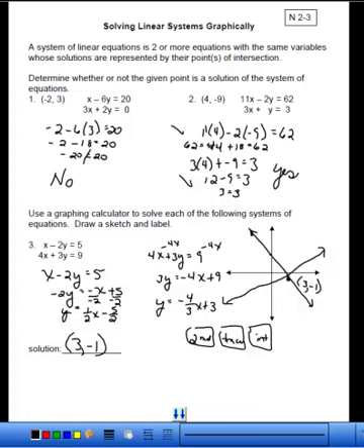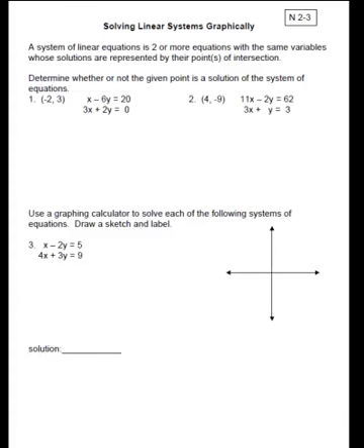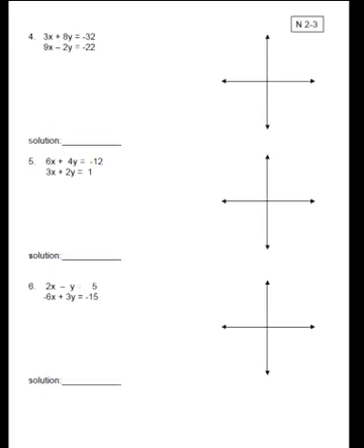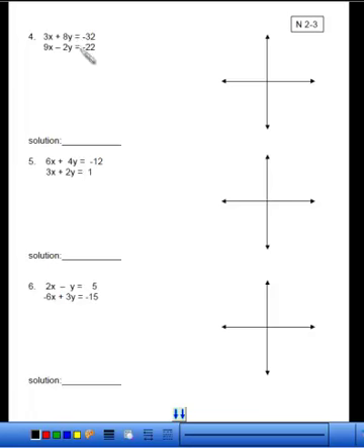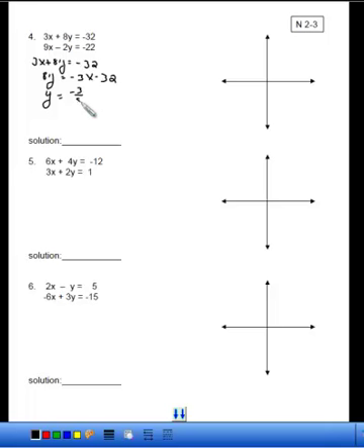Let's go to our next set of notes. Move down a page. In this set, we're going to graph these lines again. We have to make them y equals lines. So 3x plus 8y equals negative 32. We have 8y is equal to negative 3x minus 32, dividing by 8, y is equal to negative 3/8 x minus 4.